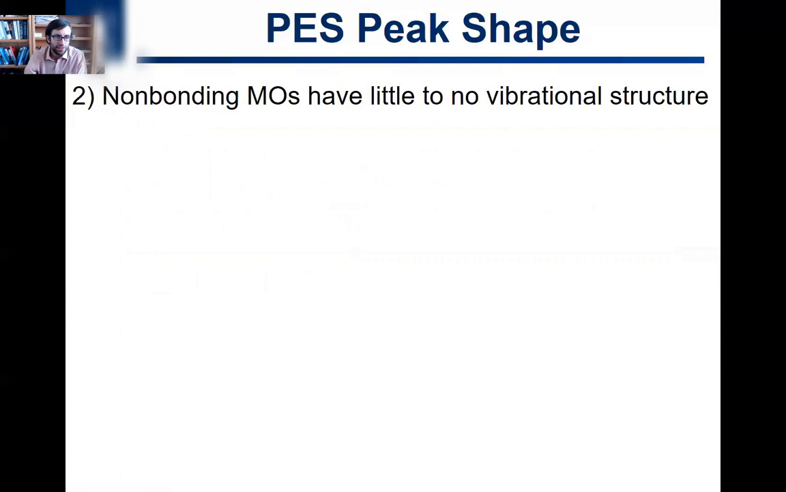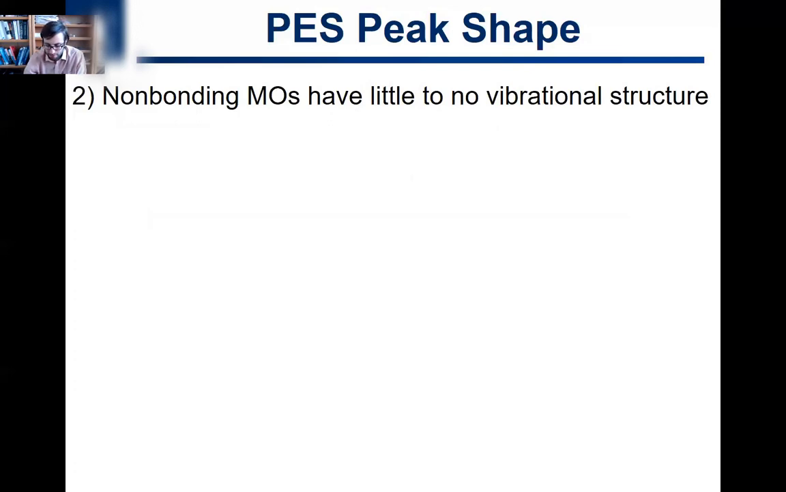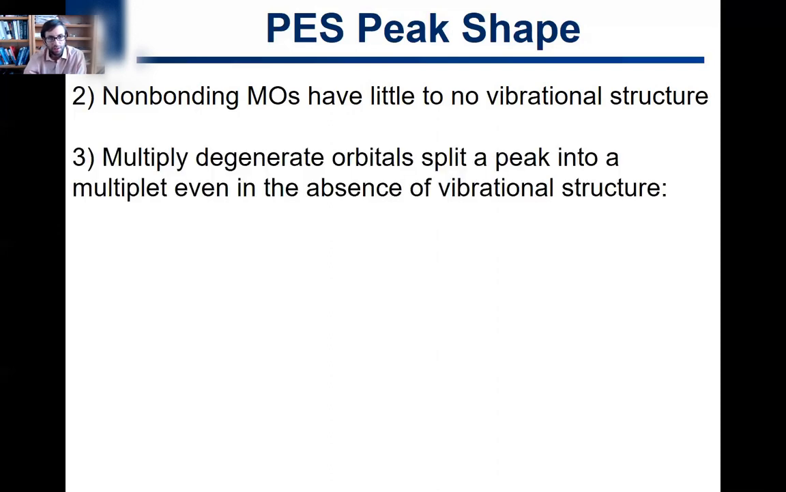Same sort of logic applies for non-bonding MOs. Non-bonding MOs will have little to no vibrational structure. And I think that's pretty obvious from what we said. If you eject an electron from a non-bonding molecular orbital, well, you're not going to change the bond length. And as a result, you're not going to be readily accessing excited vibrational states, okay? So that means you're more likely to see a pure singlet. So instead of having all that fine structure, a singlet would just look like the singlet that we're all used to.